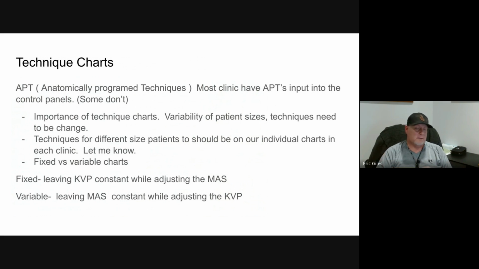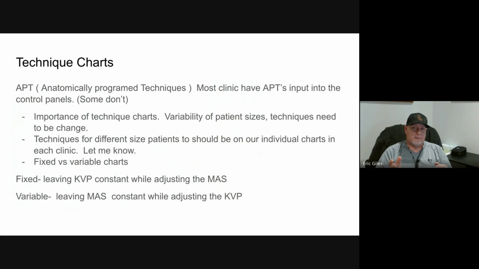Awesome, right? You want to do a finger, you go there, you select finger, and bam, it gives you a technique. That is what an APT chart is. It's automatically there for you to shoot. Very, very important for the type of x-rays that we do and for learning, actually.